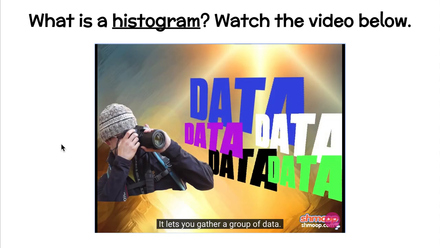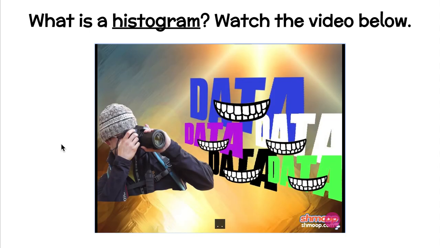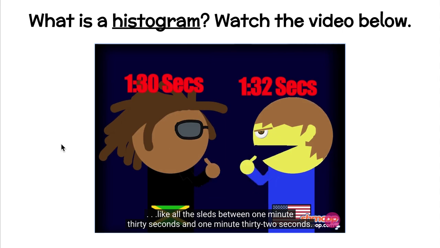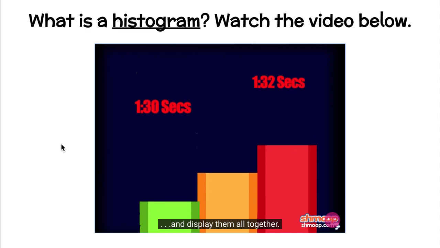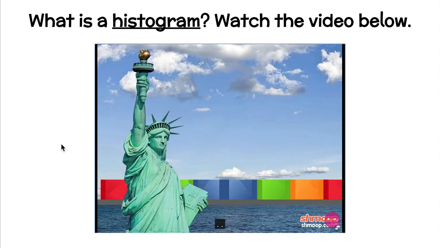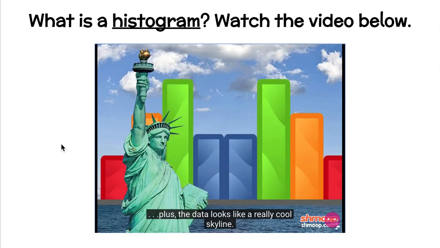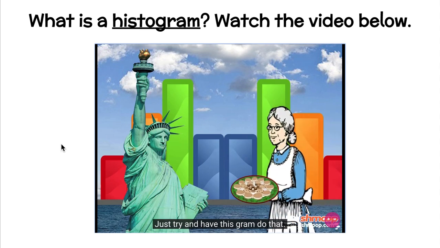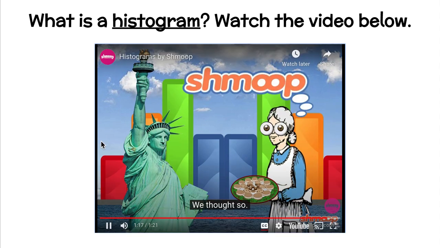It lets you gather a group of data, like all the sleds between 1 minute 30 seconds and 1 minute 32 seconds, and display them all together. A lot easier to read. Plus the data looks like a really cool skyline. Just try and have this gram do that. Yeah, we thought so.